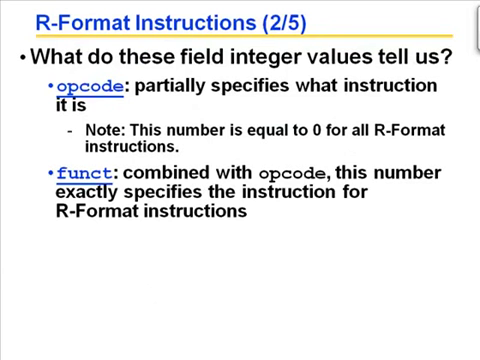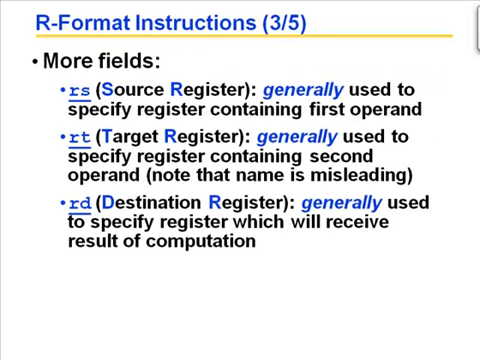So the opcode partially specifies what instruction it is. This number is equal to 0 for all R format instructions. The func section combined with the opcode tells exactly what instruction to use for the R format instruction. So you'll see RS stands for source register, generally used to specify the register containing the first operand. So if you have add T0, register 1, register 2, register 1 would be the source register. Target register is used to specify the second register. So in that example it would be register 2. And then RD would be, in that example, T0, the destination register.